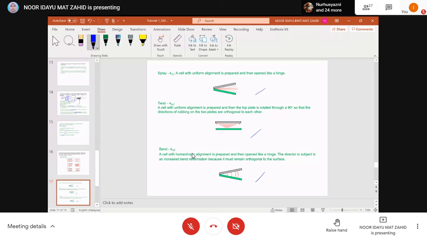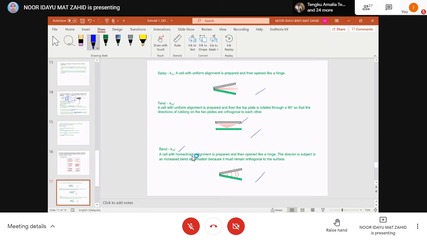In splay elastic deformation, K11, the cell with a uniform alignment is prepared and then opened like a hinge. For twist elastic deformation, K22, the cell with a uniform alignment again is prepared. Then the top plate is rotated through 90 degrees so that the direction of rubbing on the two plates are orthogonal to each other.